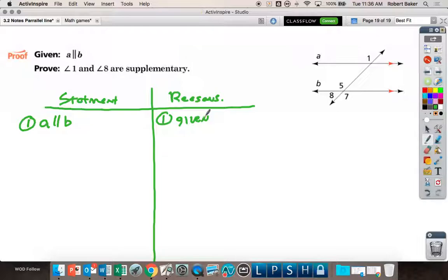So you're trying to use something that you know to connect angle 1 and angle 8. You want a hint? Angle 1 and angle 5. That's the first place we're going to go. Angle 1 and angle 5 are congruent. And why are they congruent? Because they're corresponding.